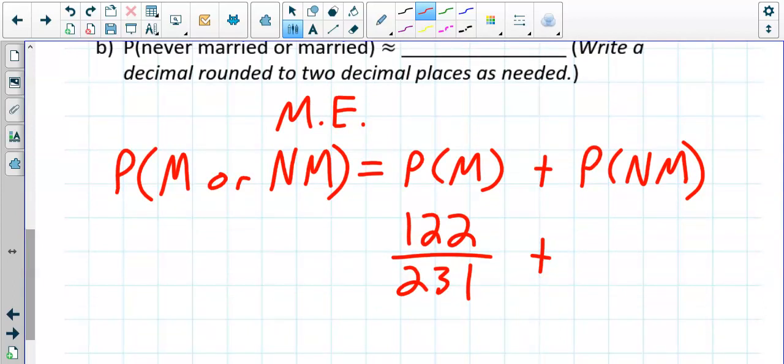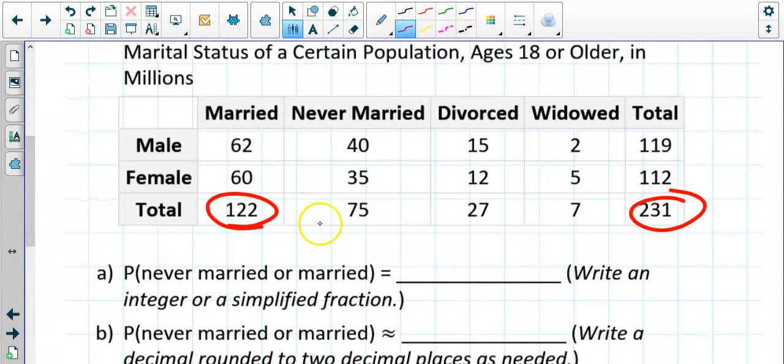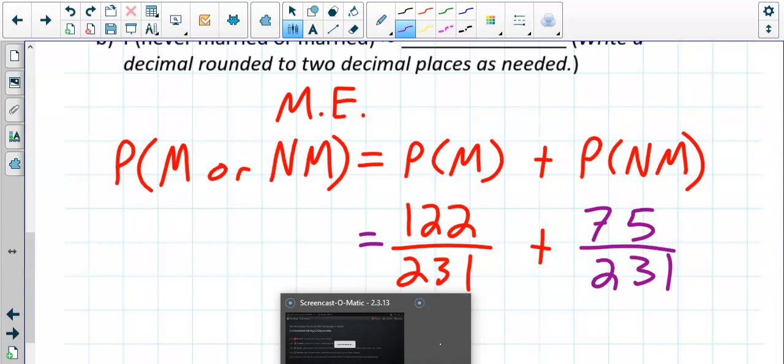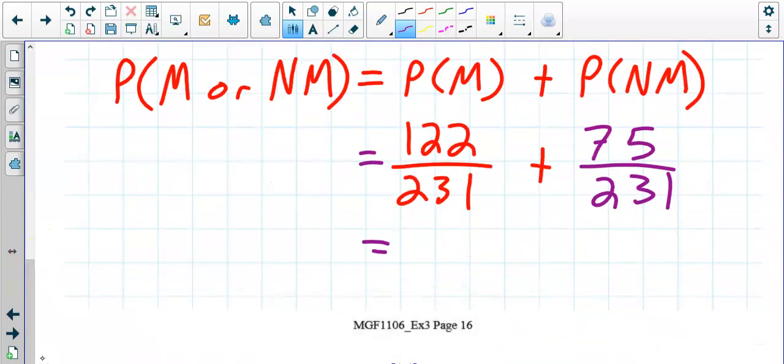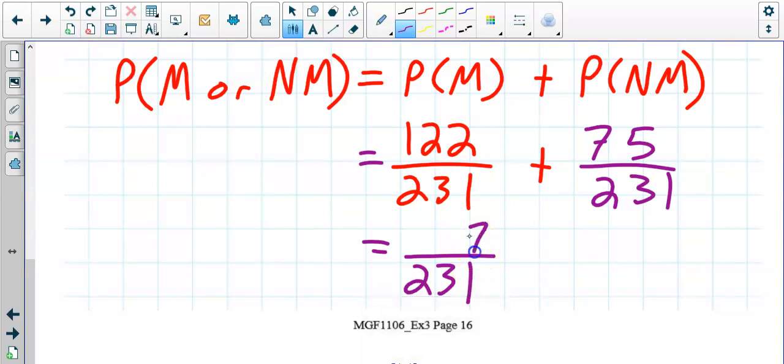Well, let's go find their total. Never being married is right here, and there are a total of 75 people. And again, it will be out of the 231 as well. So 75 out of 231. So we just add all this up, and here's what you get. You got 231 on the bottom, and then across the top you get 197.